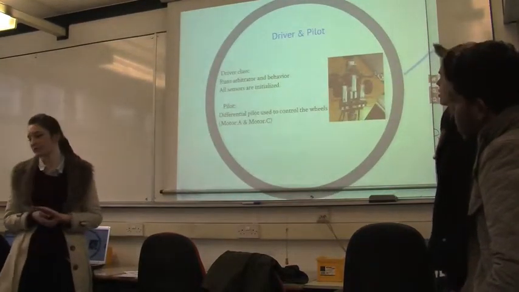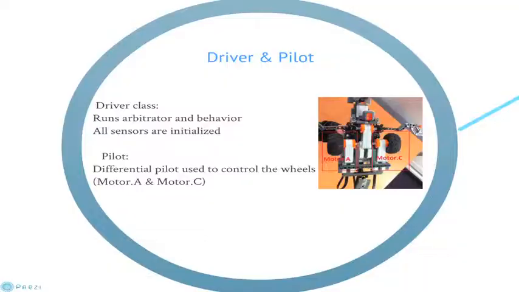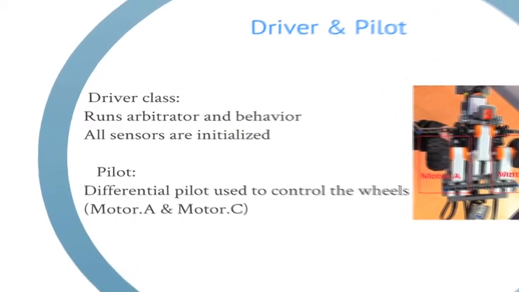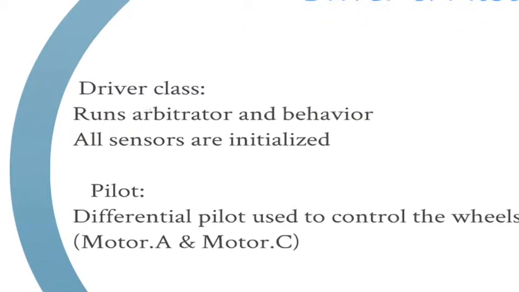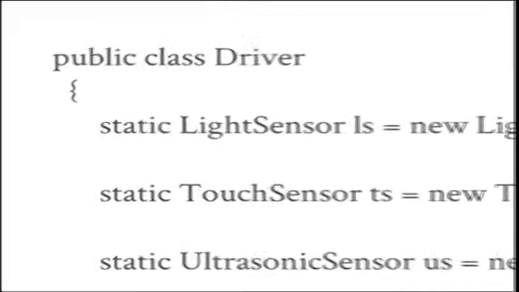Right, so the code of our robot includes 2 behaviours and a driver class. Within the driver class, the 3 sensors are initialised, as well as the behaviour and the arbitrator within the main class. This is the code for our driver class.